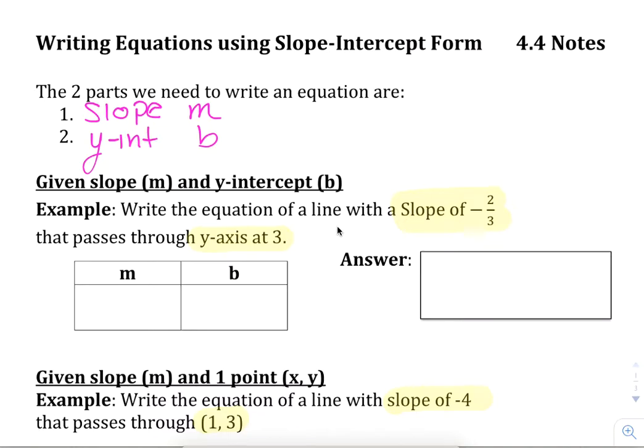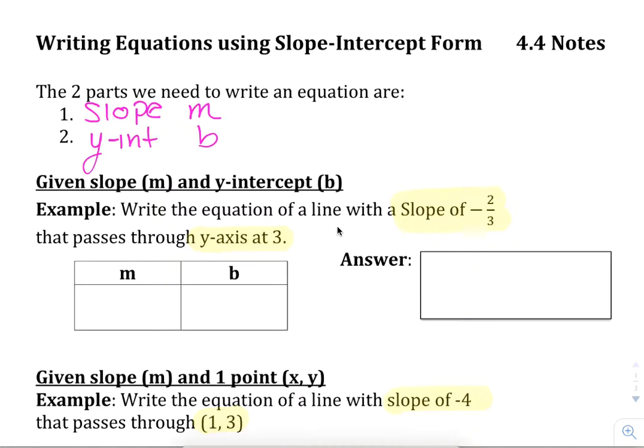Hey guys, we're back with the notes for 4.4, which is writing equations using y equals mx plus b, or slope-intercept. I apologize that I don't have much of a voice today, but hopefully we'll be able to get through this video. Alright, so the same thing that we've been doing, we're going to be trying to write an equation in y equals mx plus b.